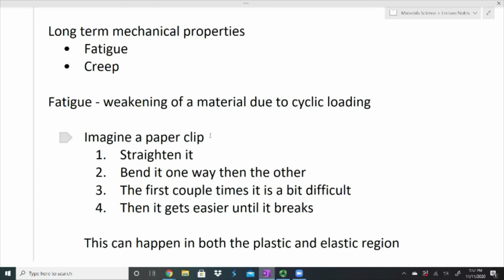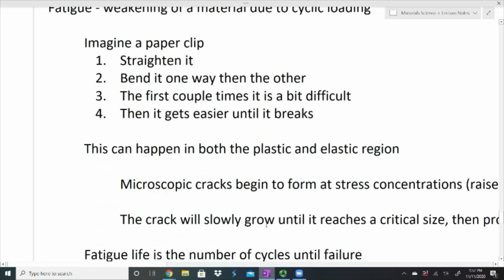The first time you do it, it doesn't break. The second time you do it, it doesn't break. But as you keep doing it, it will eventually break. But yet, it didn't break the first time, so how come it eventually broke? And the idea is it broke because of fatigue. I repeated an action over and over. I applied a load to the material multiple times, and it could only withstand that load a certain number of times, even if individually each bend wasn't enough to break the material. This can happen in both the plastic and elastic regions.